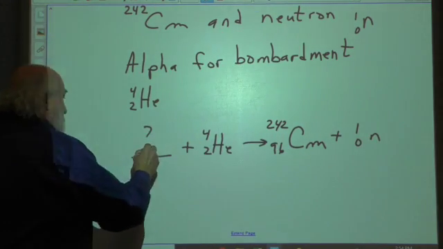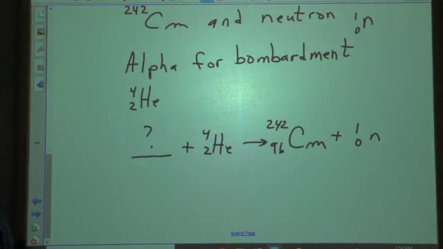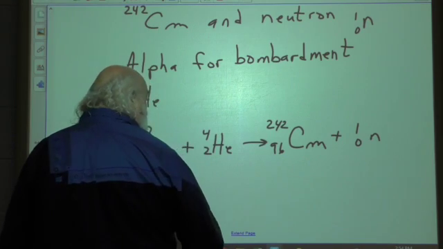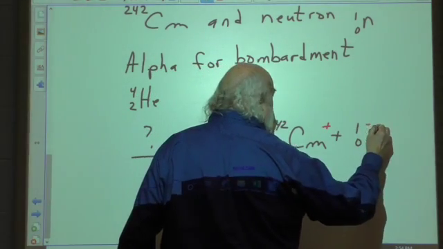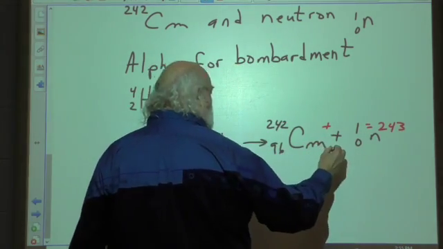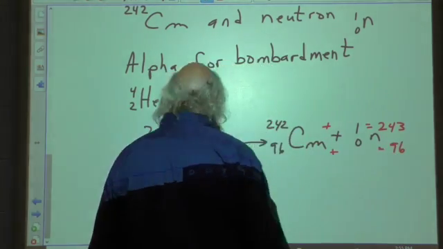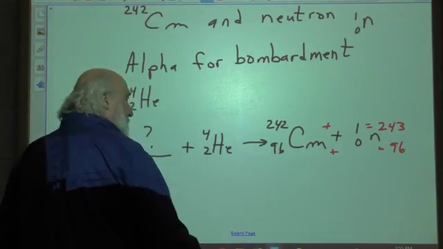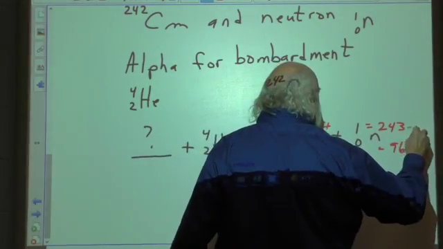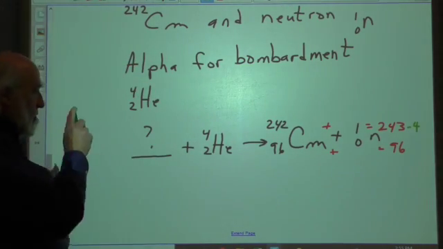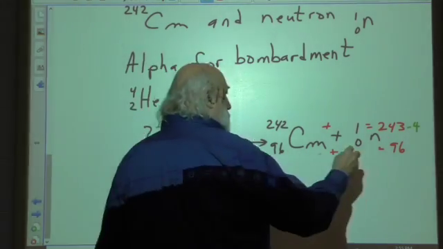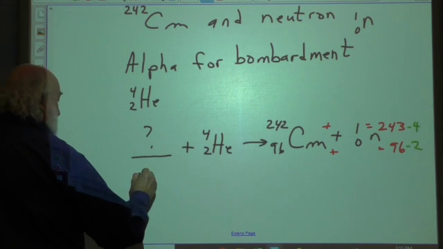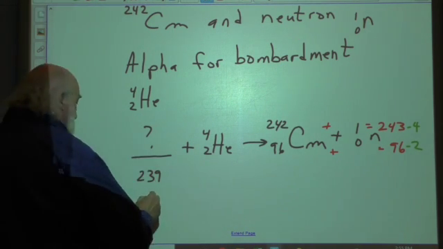So the question is, what is this right here? So we can go through and balance the numbers at both the top and the bottom part. 242 plus 1 equals 243. And of course 96 plus 0 equals 96. But we have here helium, or 2. So that simply means then that this element over here is going to be 4 less than that total that we have up to that point. And then we're going to lose 2 off of this. And so then of course it's going to create 239 on the top. And on the bottom it's going to be 94.